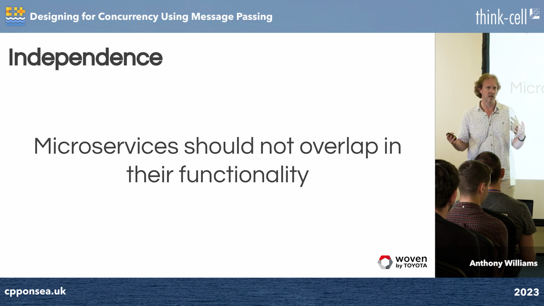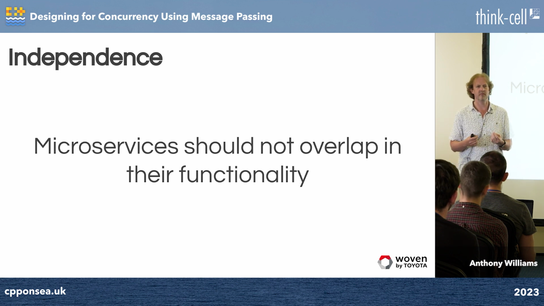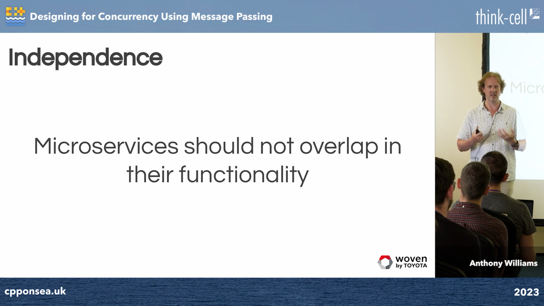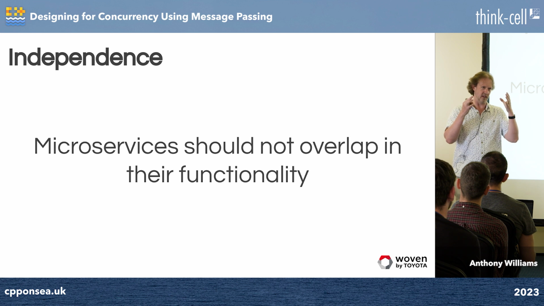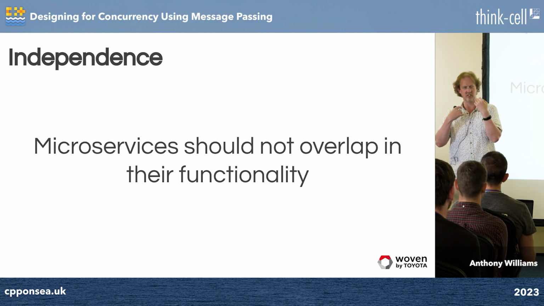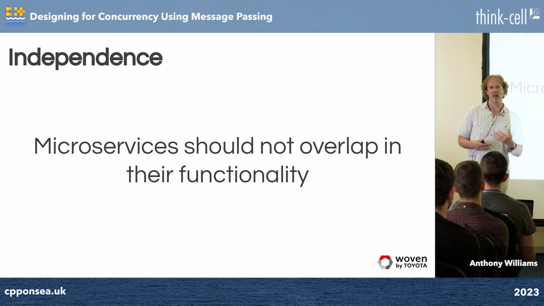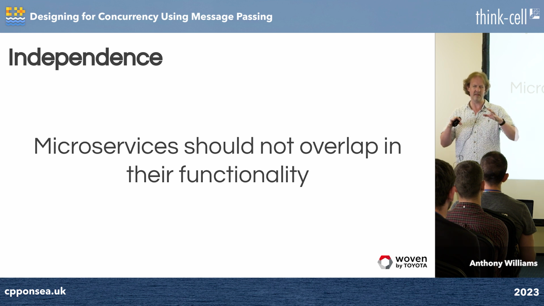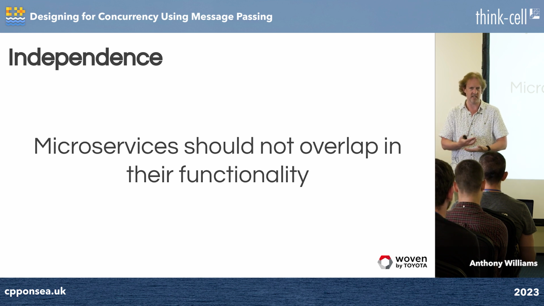But again, these are just general guidelines that apply all the time when you're writing applications. You want to have coherent modules which have a defined task and don't overlap with other modules. But when you're looking at things from a message passing point of view, then actually it becomes more significant how you divide things up, because we're striving for no shared state between the different microservices.